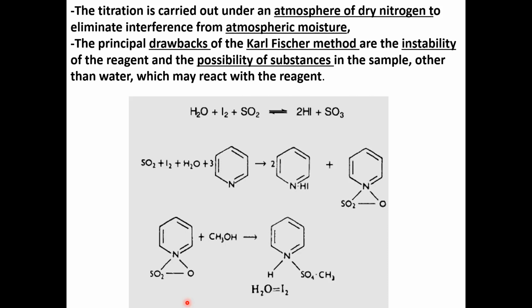The reactions involved are that iodine can oxidize sulfur dioxide in the presence of water to form hydroiodic acid and sulfur trioxide. Both of these resulting compounds react with pyridine to form pyridinium hydroiodide and pyridine sulfur trioxide. Pyridine sulfur trioxide reacts with methanol to form the pyridine salt of methyl sulfate. It can be concluded that one molecule of water is equal to one molecule of iodine. Based on that, we can determine the moisture content in the plant or herbal drug.